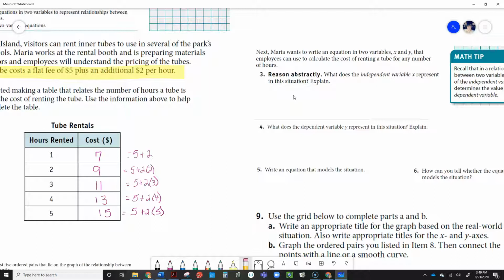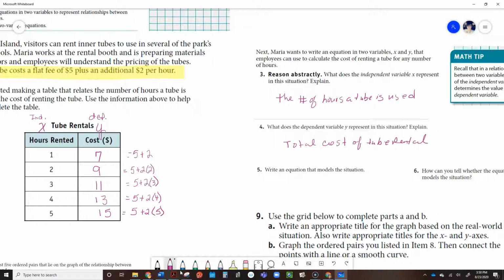This is going to be my x, this is going to be my y, this is always my independent, and this is my dependent over here. Okay, so in this situation, what does x represent? The number of hours a tube is used. What does the dependent variable represent? Well, that would be the total cost of the tube rental.